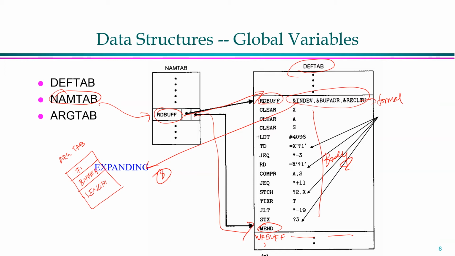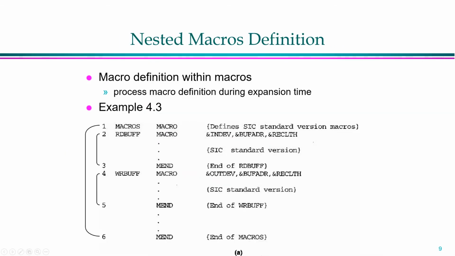So the 3 data structures are the definition table (DEF table), the name table, and the argument table. The definition table contains the definition of the entire macro, the name table contains the name of the macro, and the argument table contains the arguments. Clear?